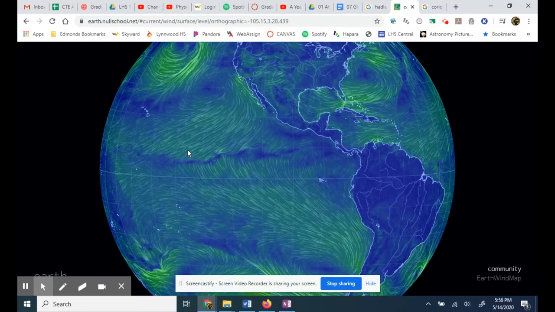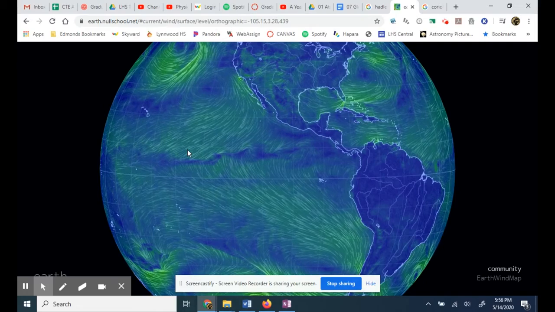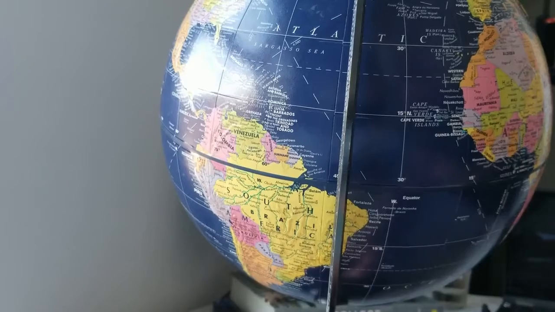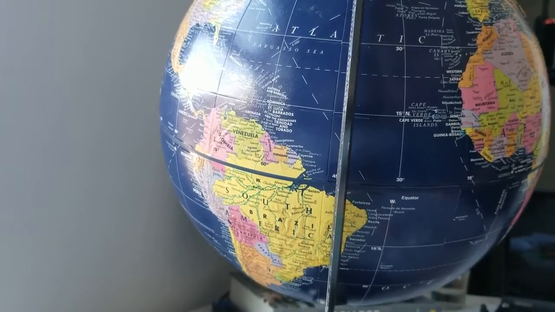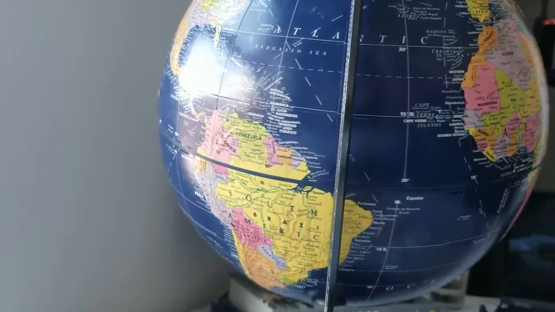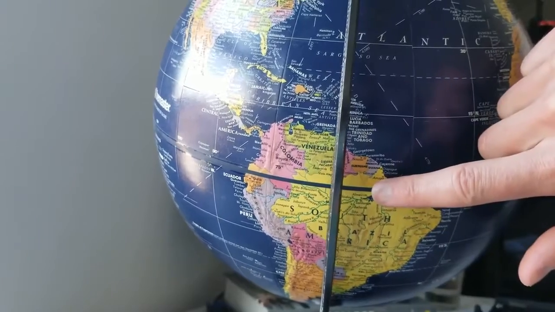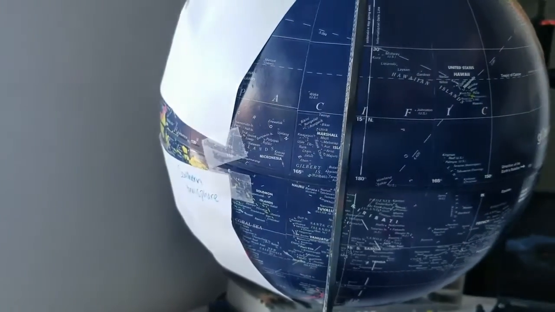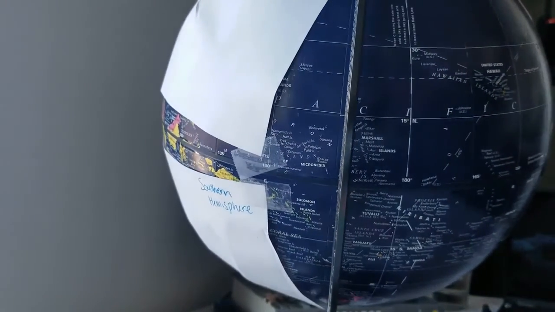Let's move over and take a look at a globe to better understand why that happens. All right, so here we go. Now we've got our globe. Here's the equator right here, and our Earth is going to be spinning this direction.